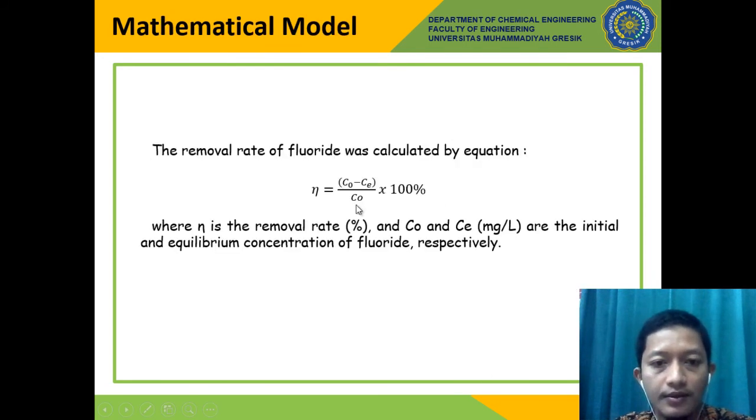This is the removal rate of fluoride. We can calculate it by this equation, where η is the removal rate in percentage, and C0 and Ce in milligram per liter are the initial and equilibrium concentration of fluoride.